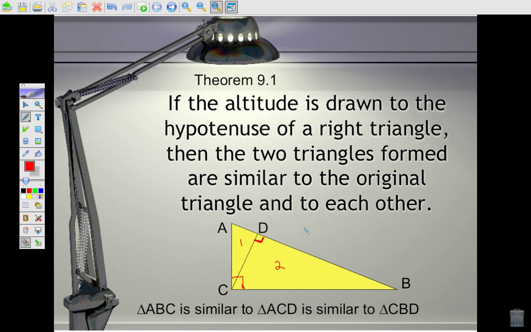And we'll look at that a little bit more in a second, but right now just get this theorem down that we have similar triangles. And you can go ahead and get this similarity statement down that is here at the bottom. So make sure you write this part down.